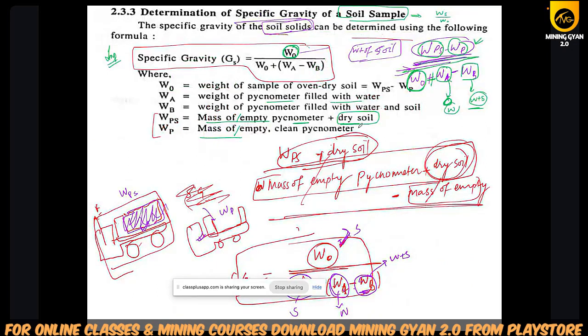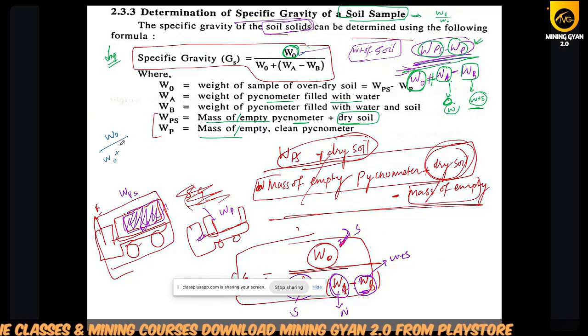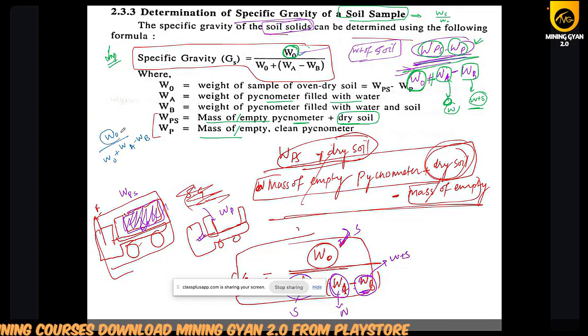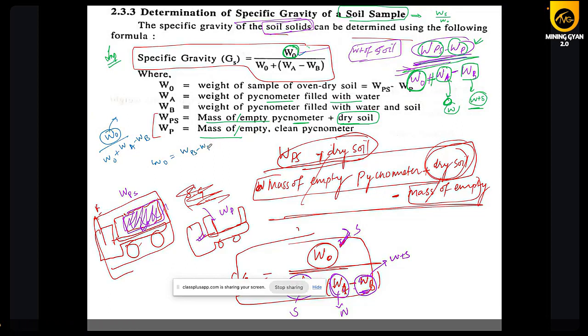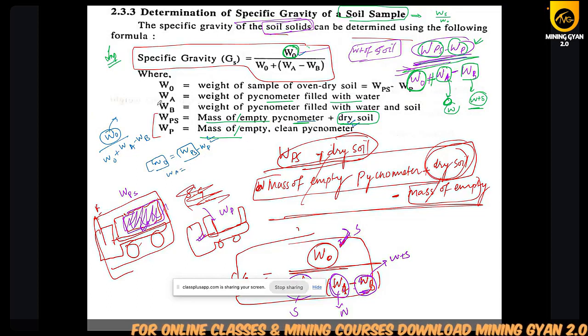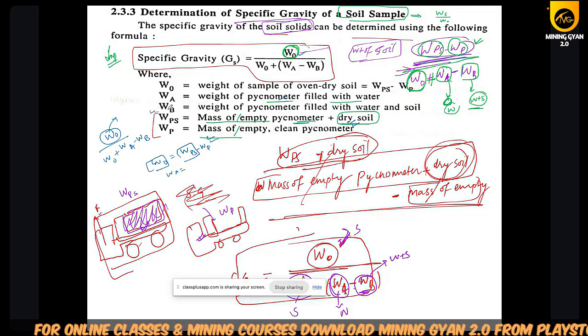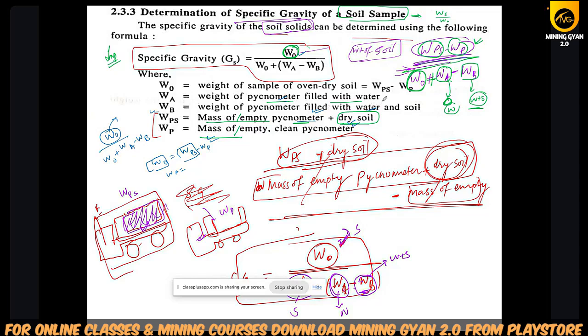What is the specific gravity of the soil sample? W0 divided by W0 plus WA minus WB, where W0 is WPS minus WP. WPS is the mass of empty pycnometer plus dry soil, and WP is the mass of empty pycnometer. So that is W0. WA is the weight of pycnometer filled with water. WB is the weight of pycnometer filled with water and soil.